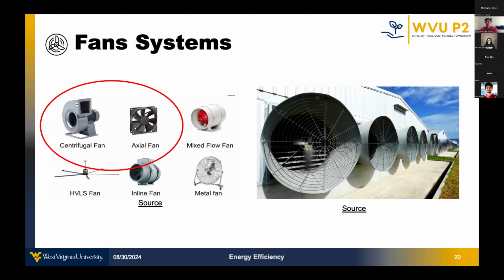Centrifugal fans are ideal for high pressure, low airflow applications, making them well suited for tasks that require moving air through complex ductwork or in environments where high resistance is present.